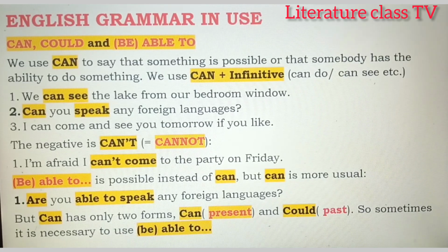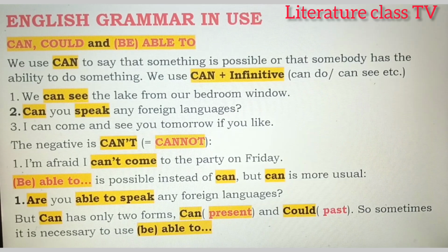Let's see the use of be able to. Be able to is possible instead of can, but can is more usual. This means that where we can use can, we can also use be able to. But can is more often used in our daily spoken language.